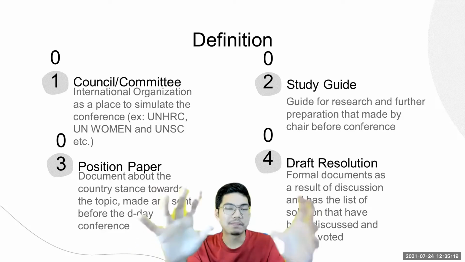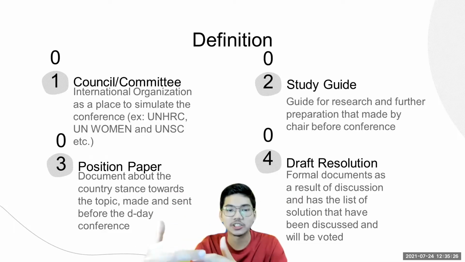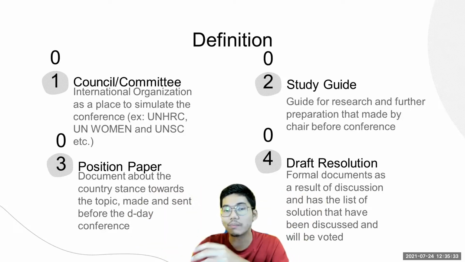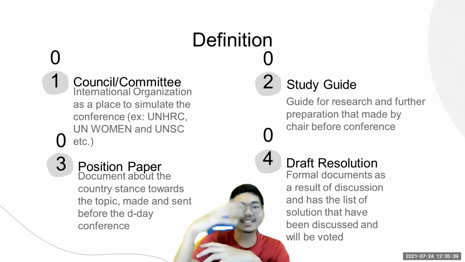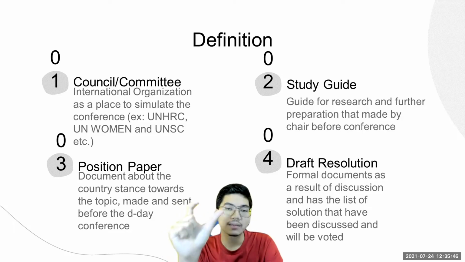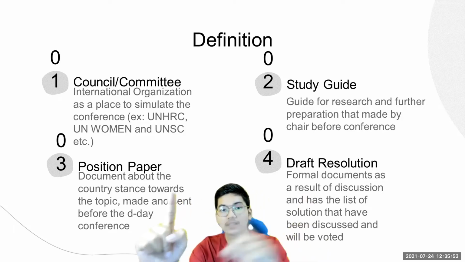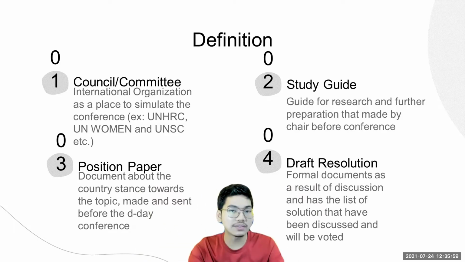Number 3, position paper. A position paper is a paper that is made by each member state, by each country, before the conference starts. So for the conference to start, you're going to have to make your position paper first. By making your position paper, you're going to have more insight into your country's situation on a certain topic. Remember that when you are participating in MUN, there's always one country that you represent, and there's also one topic that all countries will address. So one topic for all countries, but every delegate is going to receive a different country, while the topic that is discussed is going to be the same.